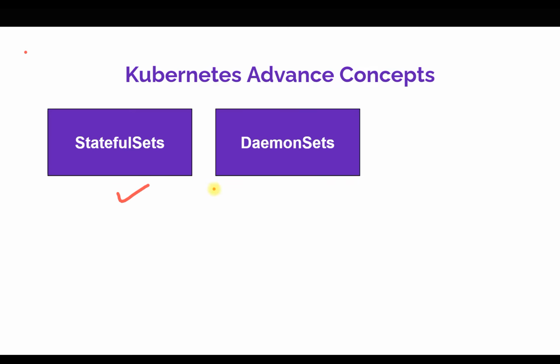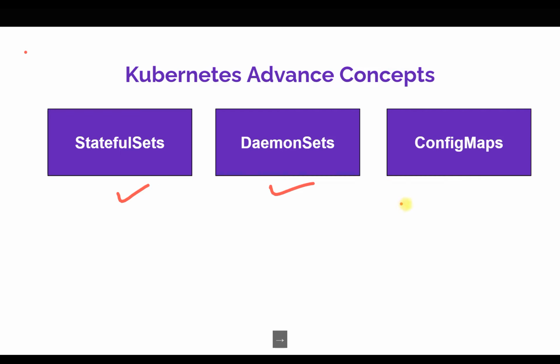Next tool we are having is DaemonSets. So DaemonSets, what exactly do they do? It ensures that a particular pod runs on all the nodes in the cluster, which is often used for cluster-wide tasks like logging or monitoring. So it ensures that a particular pod runs on each node. Next, we are having ConfigMaps. So ConfigMaps actually separate configuration data from application code, which enhances maintainability and flexibility. So these are the key concepts, or we can say advanced concepts of Kubernetes.